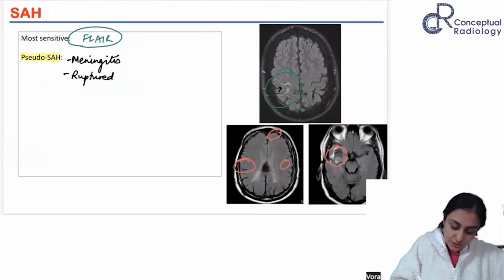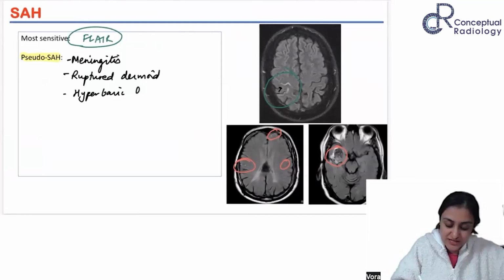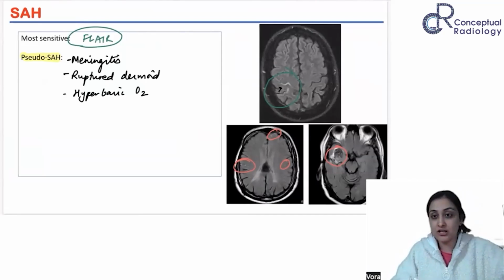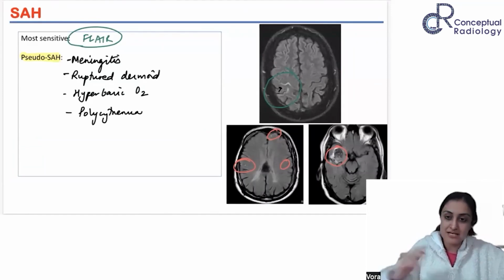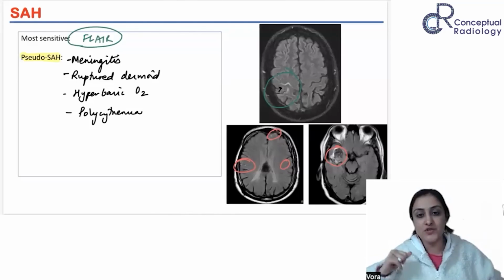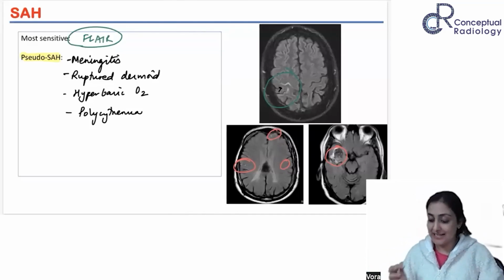Then very nice. A lot of you are saying hyperbaric oxygen. So that's again an artifactual thing where hyperbaric oxygen, if the patient has been given, it can result in this pseudo hyperintensity. Another cause is polycythemia on similar lines, right? So polycythemia, sluggish blood flow, it will result in this hyperintensity.